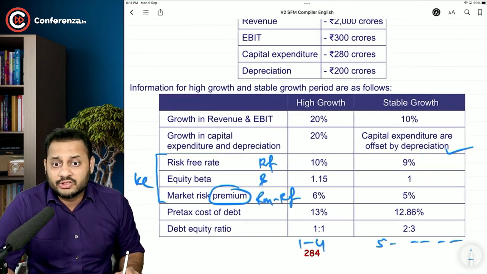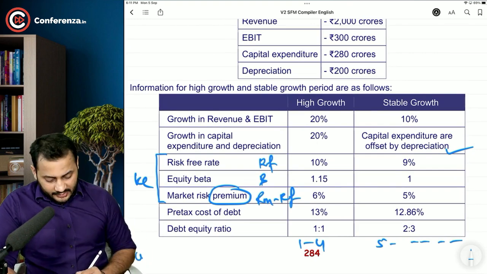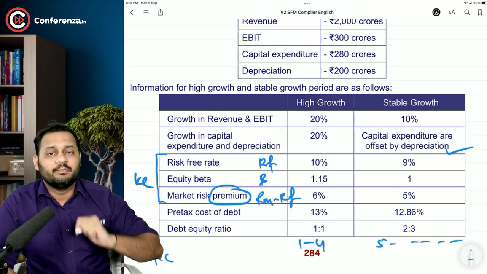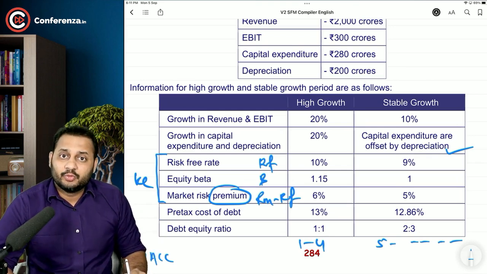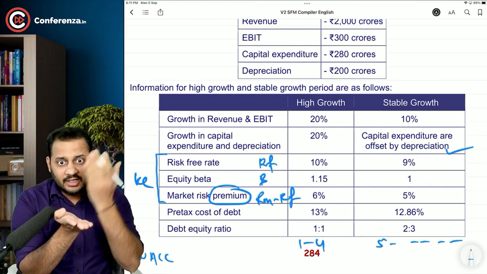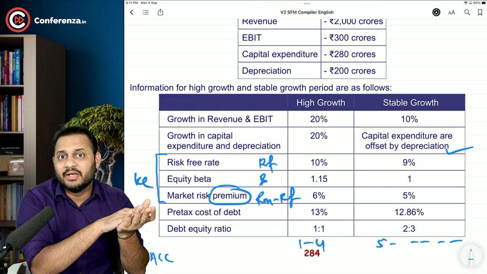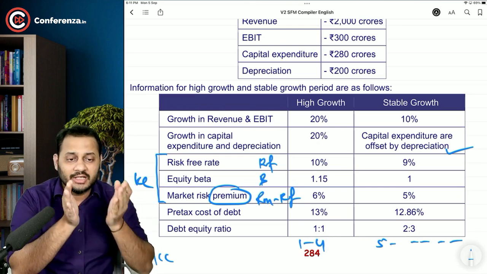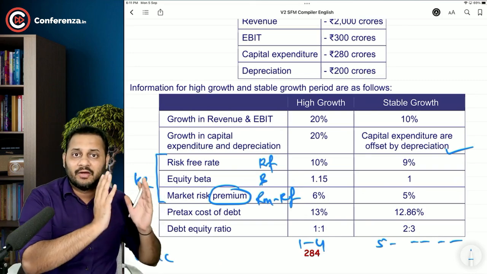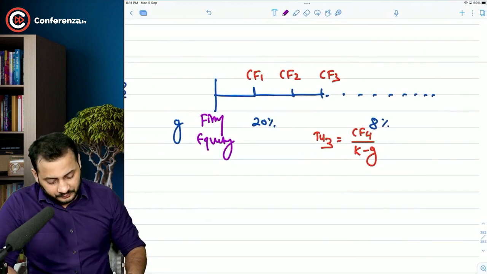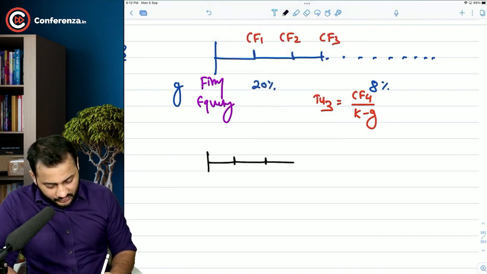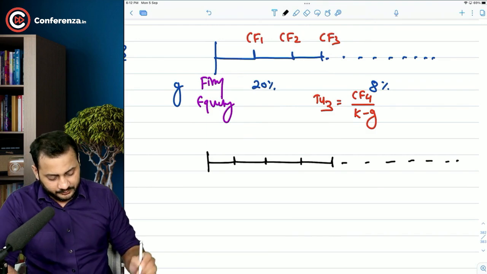Why do we need the cost of equity? To calculate WACC. It was 15% in the previous question, but now it has to be calculated. Plus it was 15% in both the phases, high growth and stable growth, in the previous question. But in this question, the high growth will have its own cost of capital and the stable growth will have its own cost of capital. I will just take you first with the concept. First, 2, 3, 4 and then perpetuity.